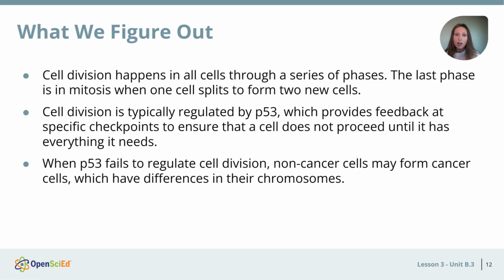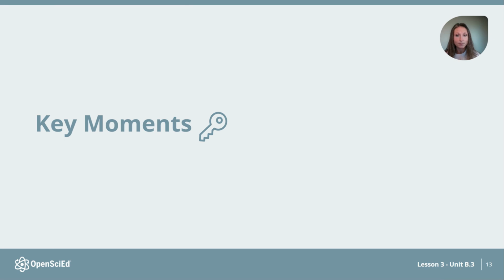To summarize, over the course of this 3-day lesson, students played 2 rounds of the cell game to figure out that cell division happens through a series of phases that are regulated by P53, and that 2 identical cells are formed at the end of mitosis. They also figure out that when P53 fails to regulate cell division, a non-cancer cell can divide to form a cancer cell, which will not be identical due to chromosomal differences.